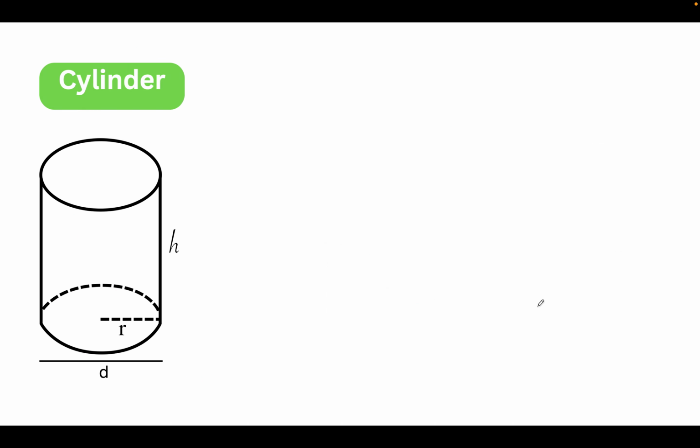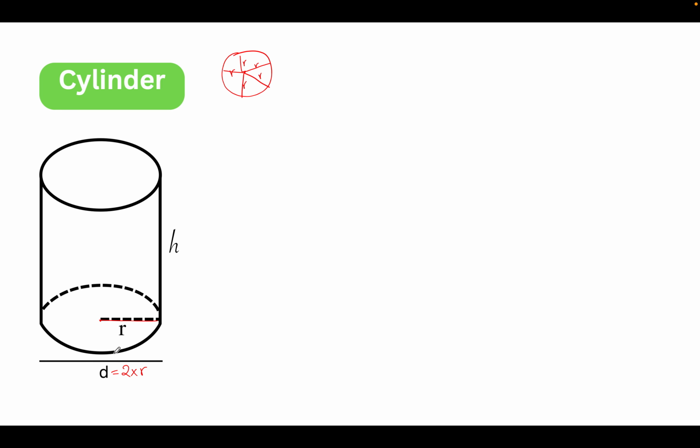Now moving on to cylinder. In a cylinder we have radius. If this is a circle, as you already know, and this is the center of the circle, the length from this center to any side of the circumference is the radius, and all radii are similar for a circle. So here we have radius r, we have the height of the cylinder, and we have the diameter. So you know diameter is equal to 2 times the radius.